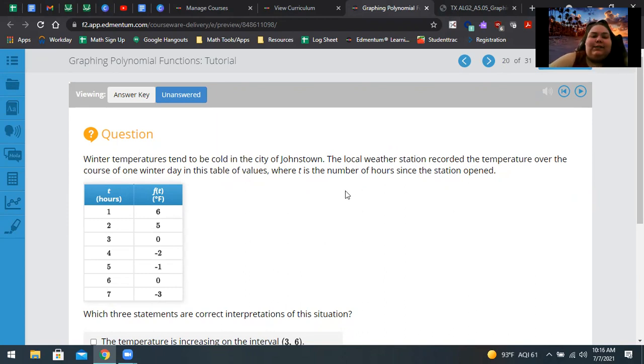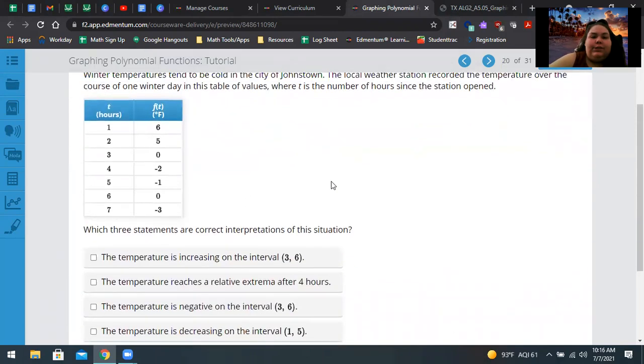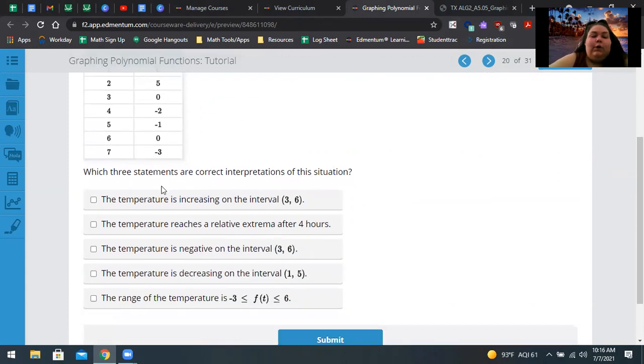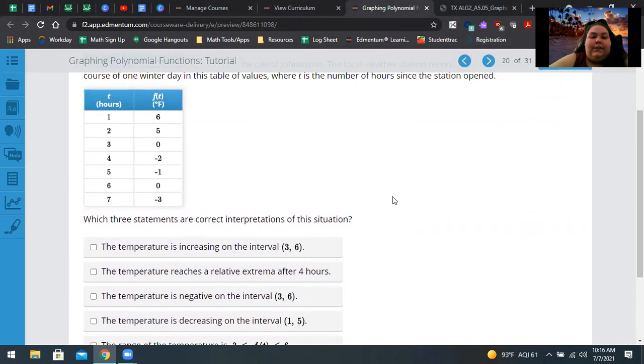Let's take a look at this one on slide 20. Winter temperatures tend to be cold in the city of Johnston. The local weather station recorded the temperature over the course of one winter day in the table values, where T is the number of hours since the station opened. So we have our hours. They have been open for 1 hour, the temperature is 6 degrees. They have been open for 2 hours already, and it goes down to 5, and continues. Which 3 statements are correct interpretations of this situation?